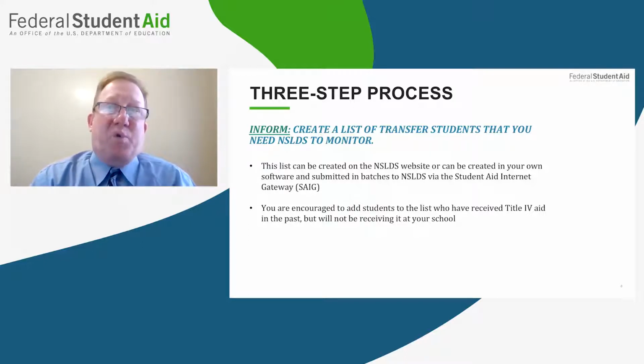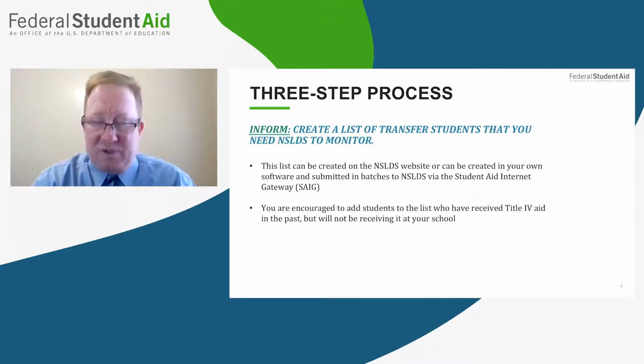So the last bullet is important. You're encouraged to add students to the list who have received Title IV aid, but will not be receiving it at your school. They're not receiving financial aid at your school this year, so we should not run into any issues with annual loan limits or annual grant limits. Nevertheless, for those students that are not aid recipients, you're encouraged to add them.